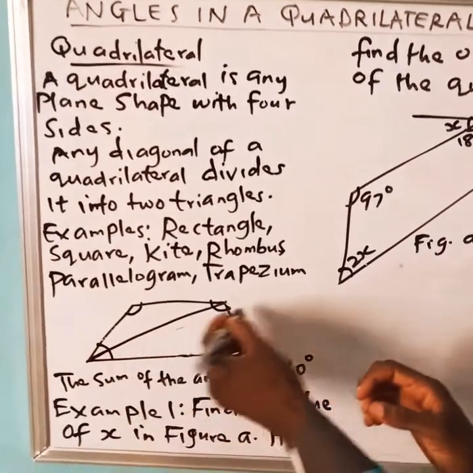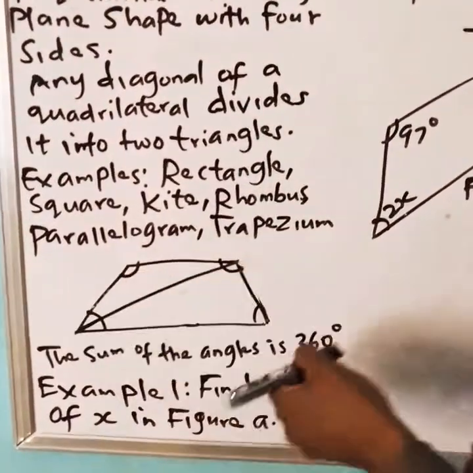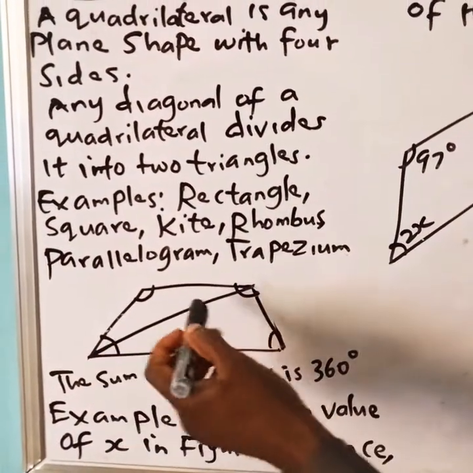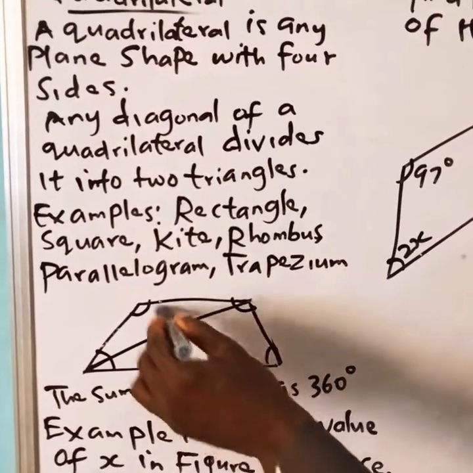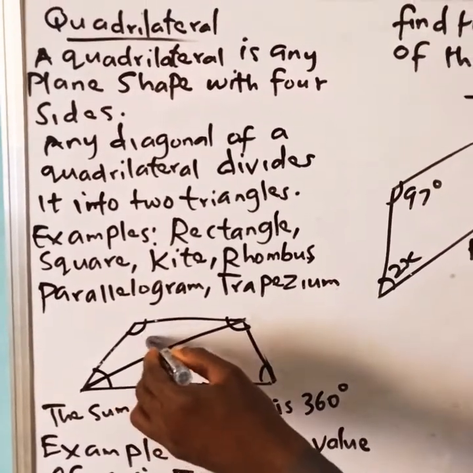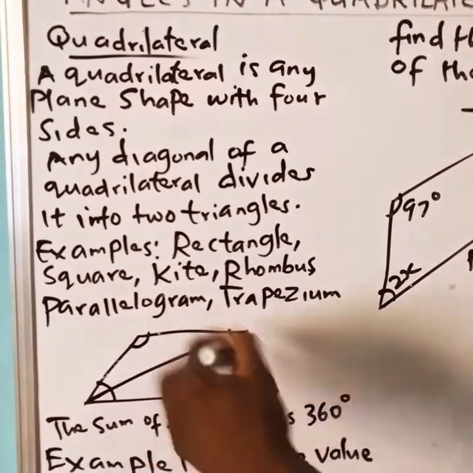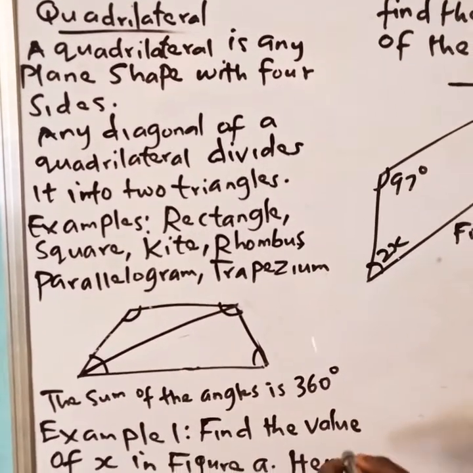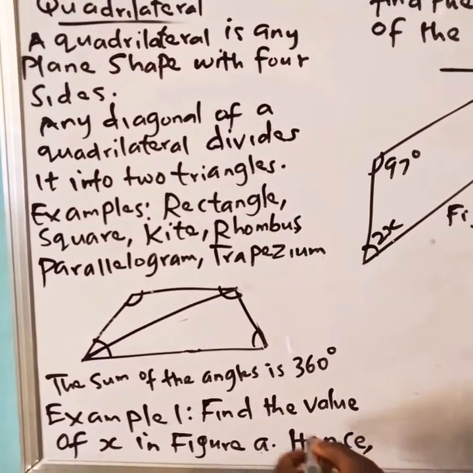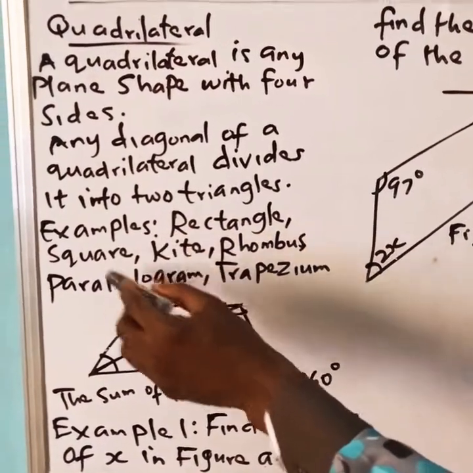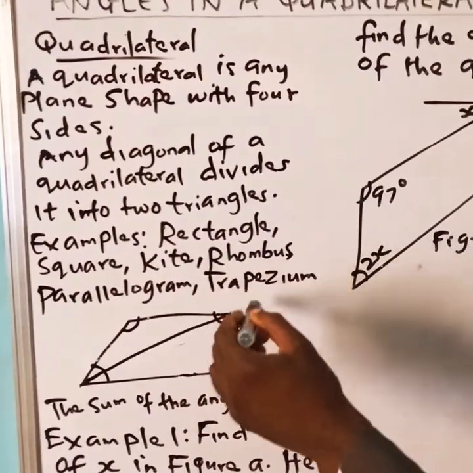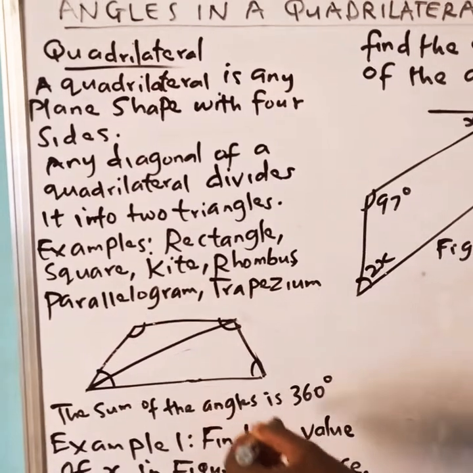When you rule a line this way, it's a diagonal. Or you rule this way, it's a diagonal. This diagonal divides this quadrilateral into two triangles, and the sum of angles in a triangle is 180. So the sum of angles in a quadrilateral is 360. Examples: rectangle, square, kite, rhombus, parallelogram, and trapezium.